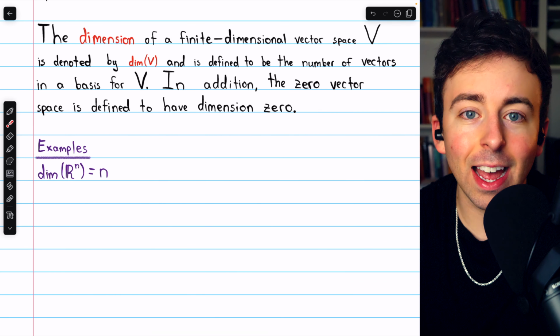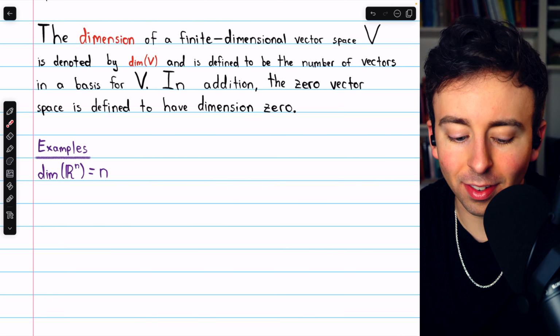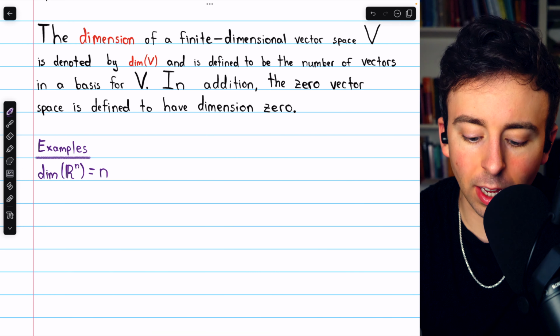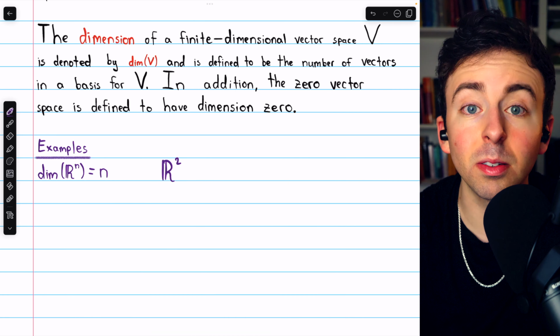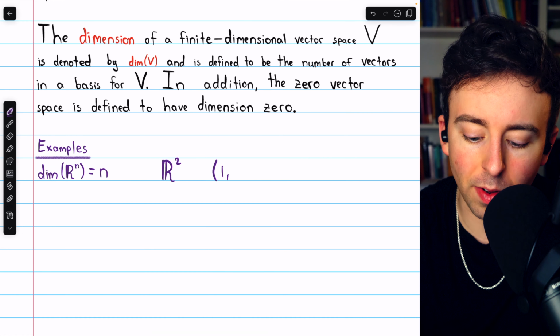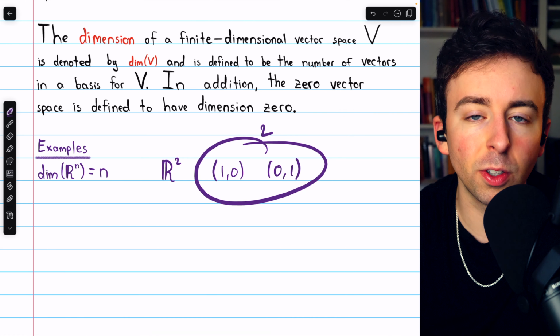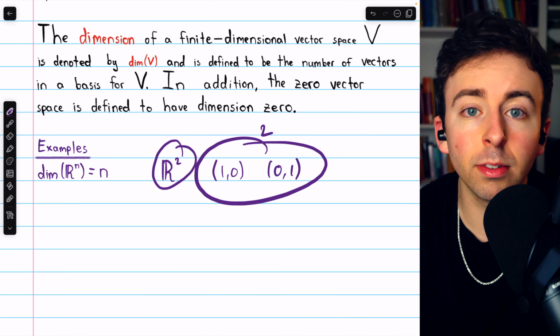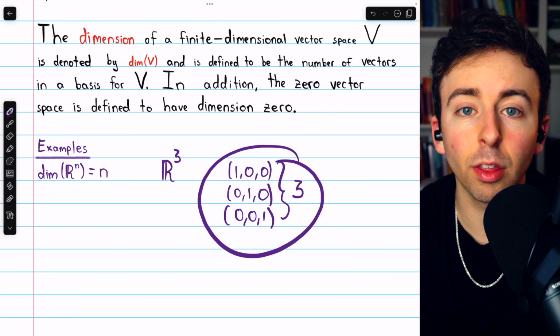Let's take a gander at some examples. The dimension of the vector space Rn, unsurprisingly, is n. For example, the dimension of the vector space R squared is 2, because there are 2 vectors in the standard basis, for example, the vector (1, 0) and the vector (0, 1). There are 2 vectors in the standard basis, and so the dimension is 2. Any basis of this space would have 2 vectors. The dimension of R cubed, of course, is 3, because its standard basis has these 3 vectors.